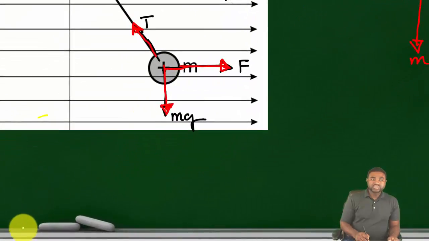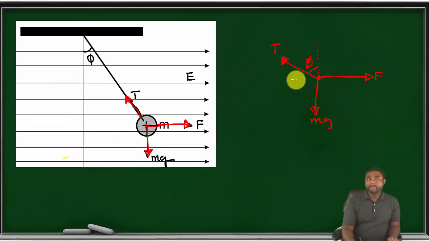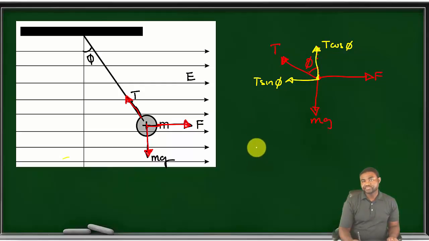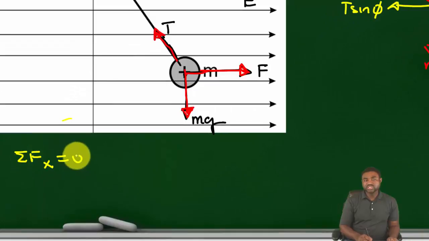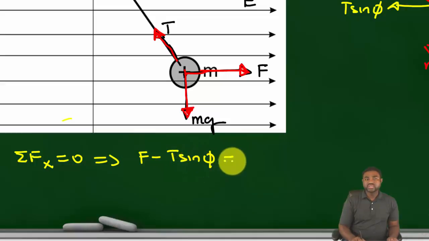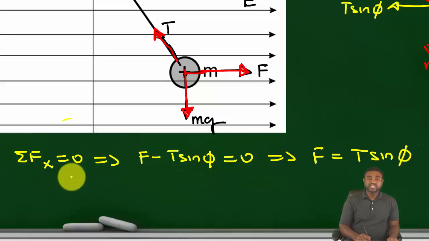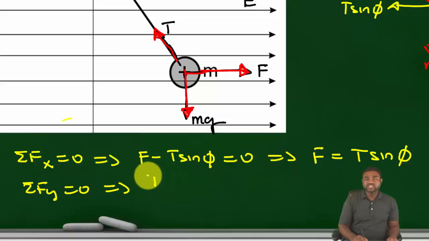So you see that we could resolve the tension on the string into two components. This is T sine phi. This is T cosine phi. The system is in equilibrium, meaning that the sum of forces along the x direction is zero, which implies that F minus T sine phi will be zero. This implies that F is equal to T sine phi.